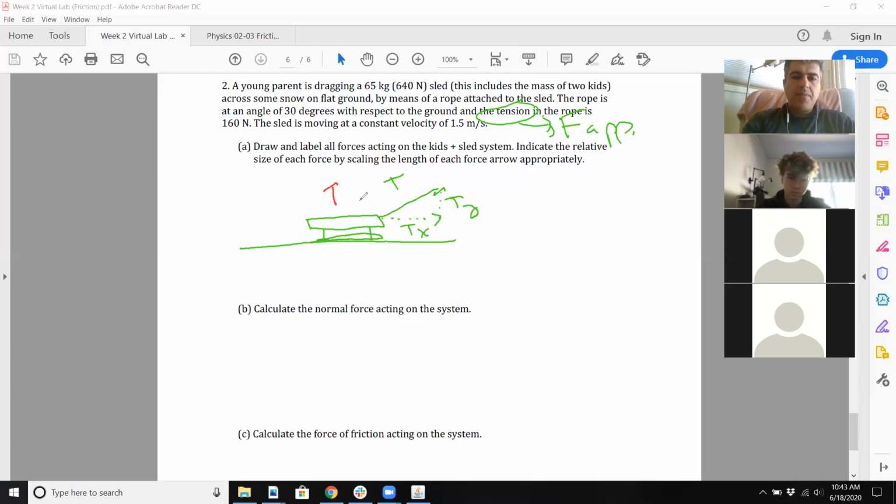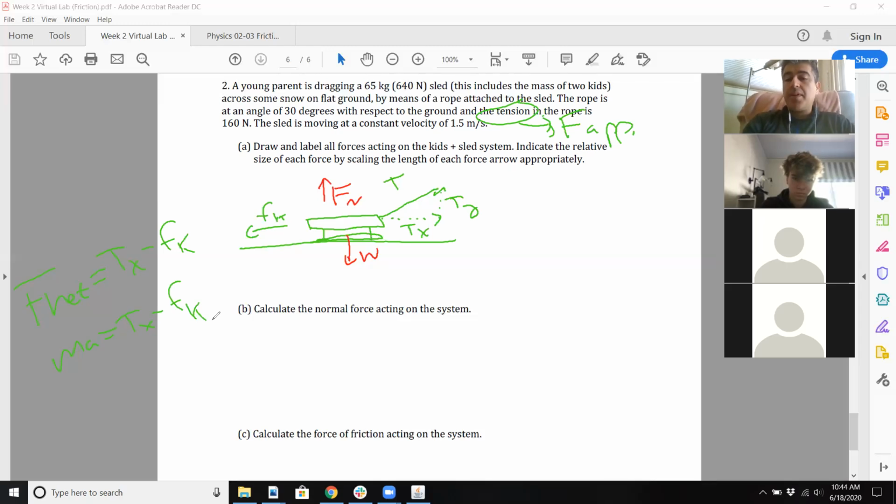Oops, hold on. You have weight. And we also have Fk. So your net force, just so you know, is going to be Tx minus Fk, or Ma equals Tx minus Fk. Hopefully that makes sense, what Fnet is representing now.